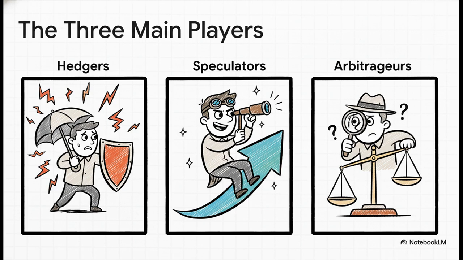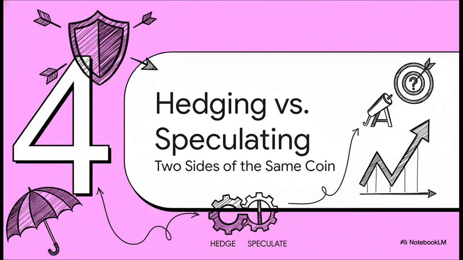Then you've got speculators. These are the risk takers. They're using derivatives to place a bet on which way they think prices are going to go, hoping to score a profit. And finally, you have arbitrageurs. These are like the market detectives, always looking for tiny, super quick price differences between markets to lock in a small, almost risk-free profit.